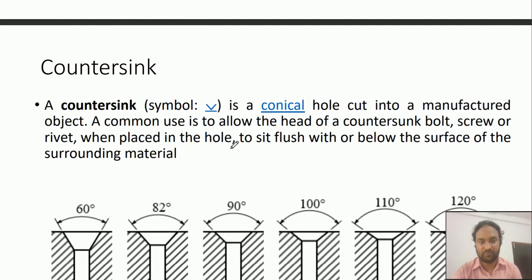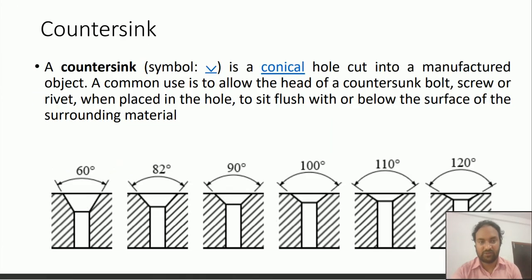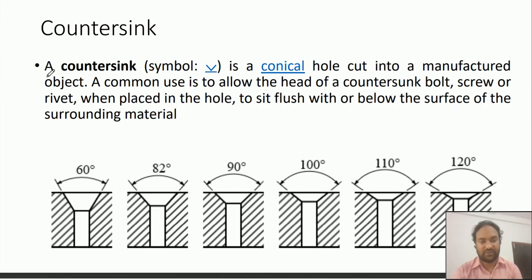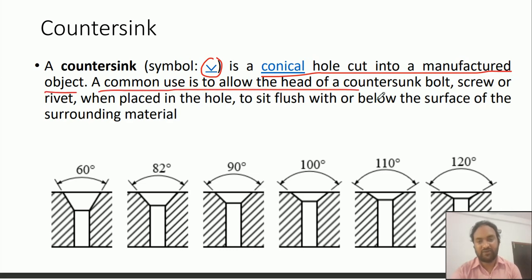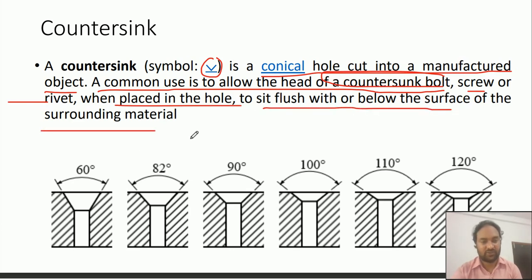So let's discuss countersink, as you see the countersink symbol. A countersink is a conical hole cut into a manufactured object. A common use is to allow the head of a countersunk bolt, as we saw, a conical head, screw or rivet, when placed in the hole, to sit flush with or below the surface of the surrounding material. So in this particular case, when we are using a countersunk headed bolt, it will rest in that conical hole.